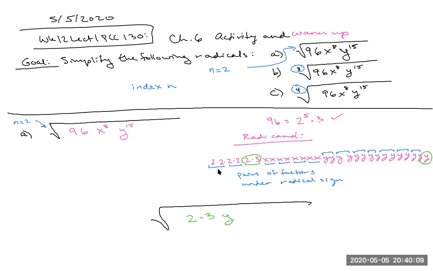And the parts that come out from the pairs, you have a 2 multiplied by another 2 multiplied by 1, 2, 3, 4, x to the 4th, 1, 2, 3, 4, 5, 6, 7, y to the 7th. Okay, so then our final answer, we just need to multiply those guys together. You get 4x to the 4th, y to the 7th, square root 6y.